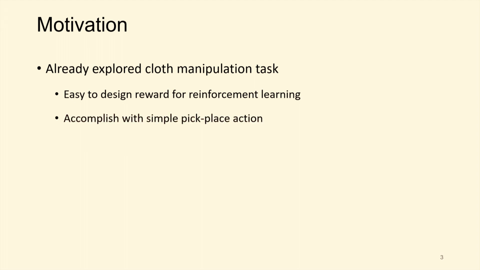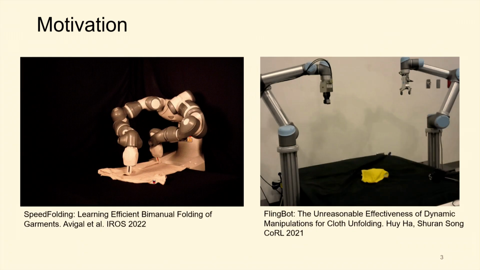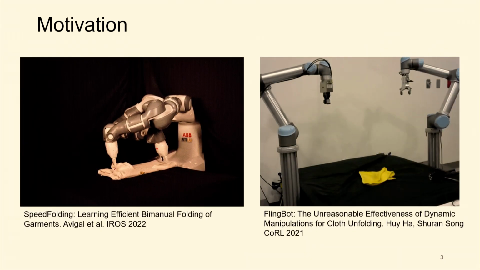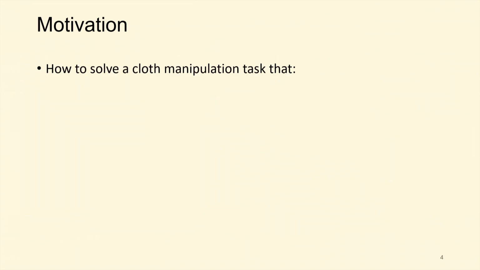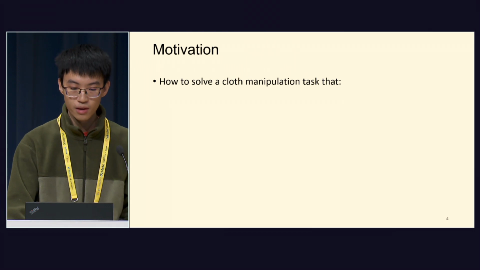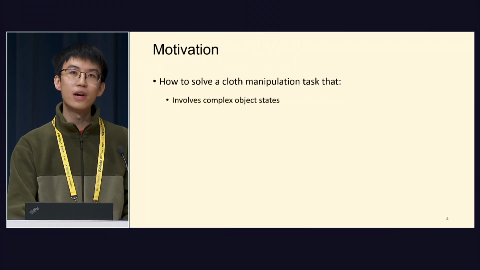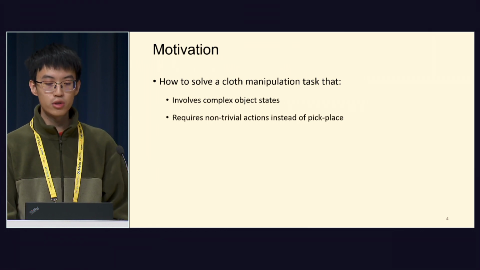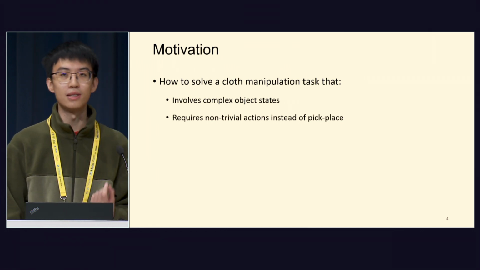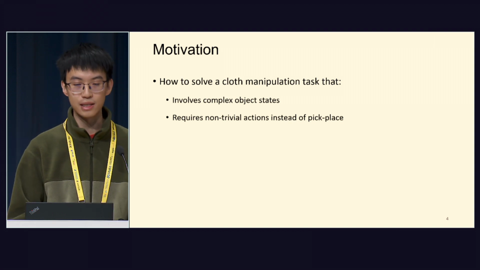Some of them can be accomplished with simple pick-and-place actions, and it might be easy to collect robot action data using teleoperation or kinetic demonstration. For example, the cloth folding or unfolding task. But there's still a range of tasks that has not been explored. It might involve very complex object states, and it requires non-trivial actions to accomplish the task instead of simple pick-and-place.